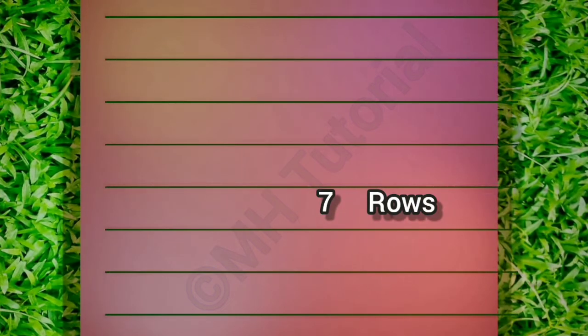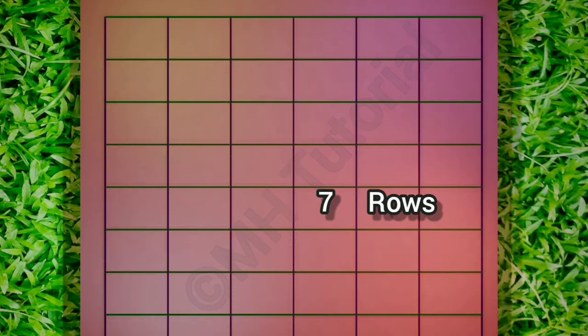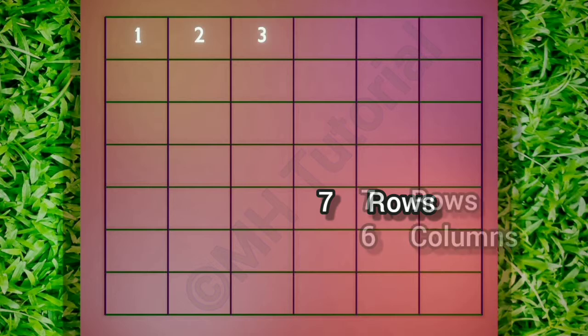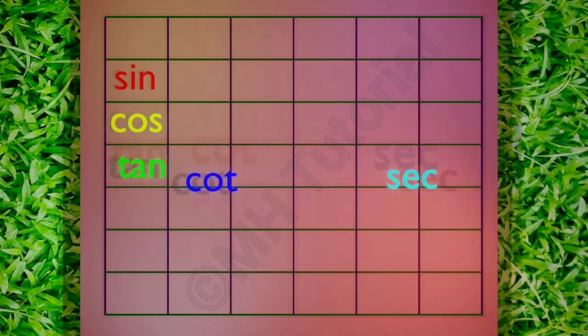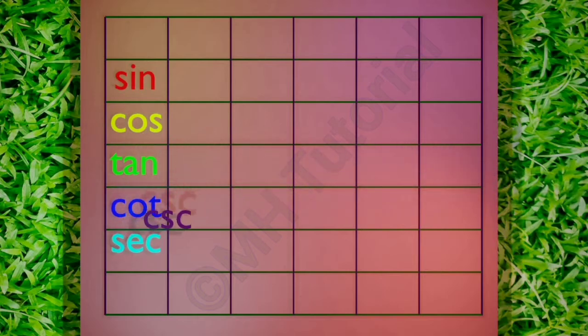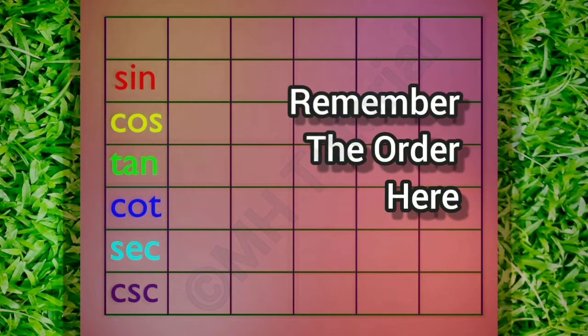But first draw a table containing 7 rows. 6 rows to accommodate 6 trigonometric ratios, and 1 additional row for values of angle. Also, the table should contain 6 columns. Leave the very first box in the first column empty. Then, fill other boxes with sine, cos, tan, cot, sec, and cosec, one by one in this order. Remember their order in this arrangement.